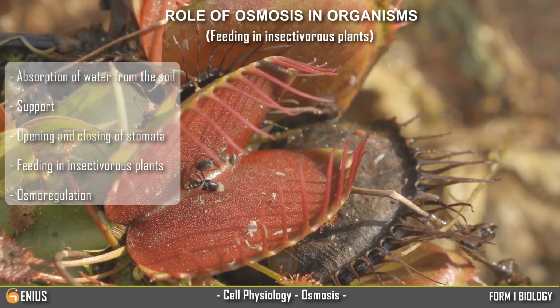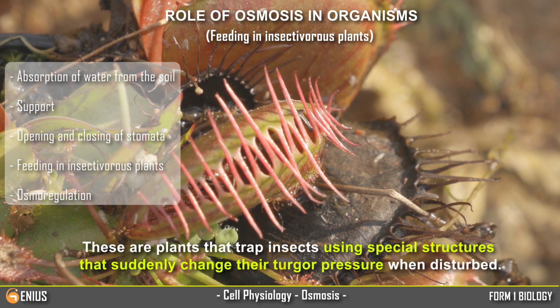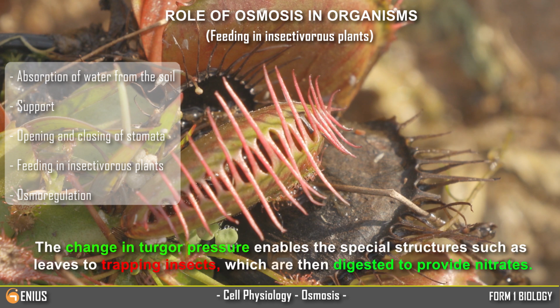Feeding in insectivorous plants. These are plants that trap insects using special structures that suddenly change their turgor pressure when disturbed. The change in turgor pressure enables the special structures such as leaves to trap insects, which are then digested to provide nitrates.